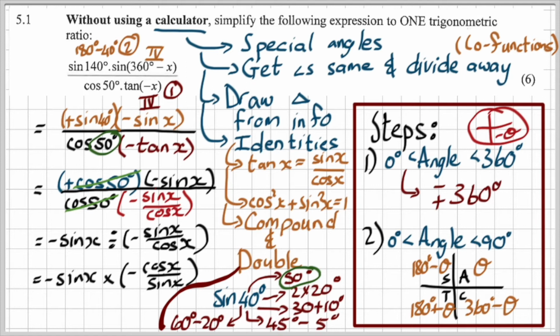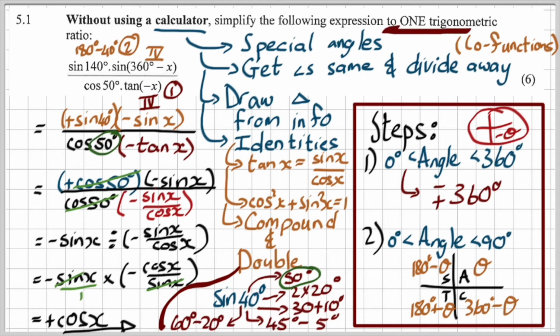KFC. I love all these interesting little acronyms. But I'm changing the divide into a times. I'm reciprocating, which means the sins are going to divide away, and I'm left with the cos x. So the sin x and that sin x divide away, leaving me with a final answer of positive cos x. Look at the original question.